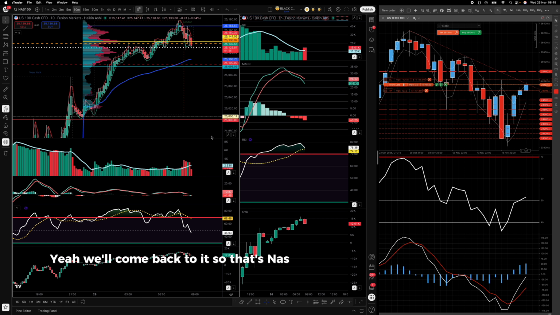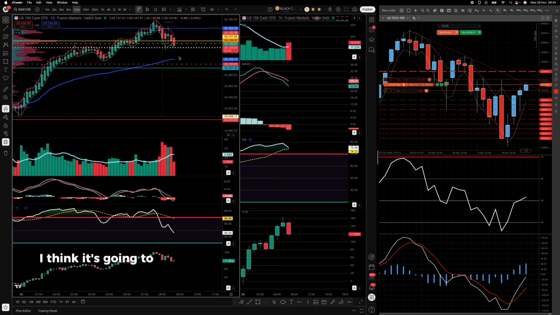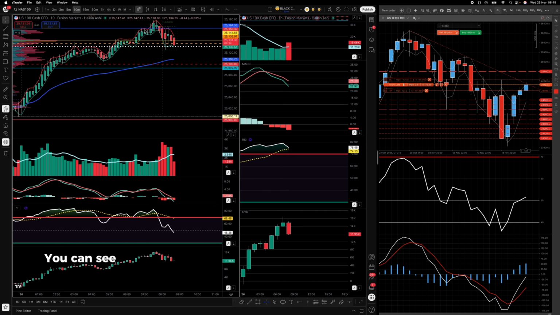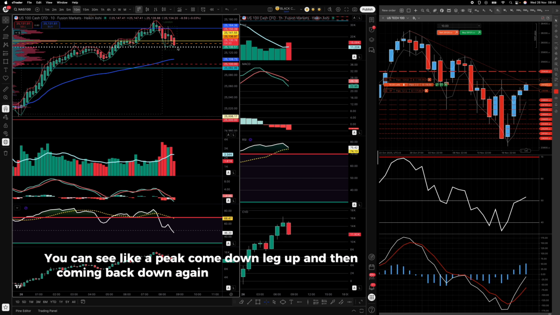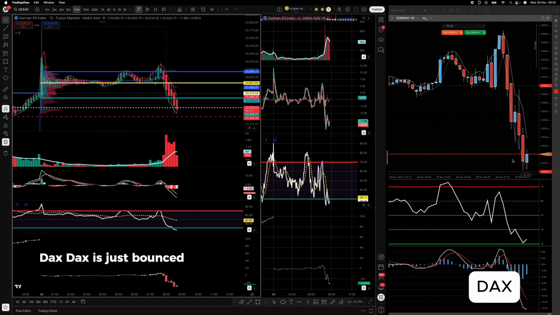So that's NAS. It should be okay, I think. It's going to at least get to the VWAP and the 25,100 number. So that looks pretty safe. You can see like a peak, come down, leg up, and then coming back down again. So that should be okay. DAX is just bounced off 23,500, so I'm going to leave that for now.